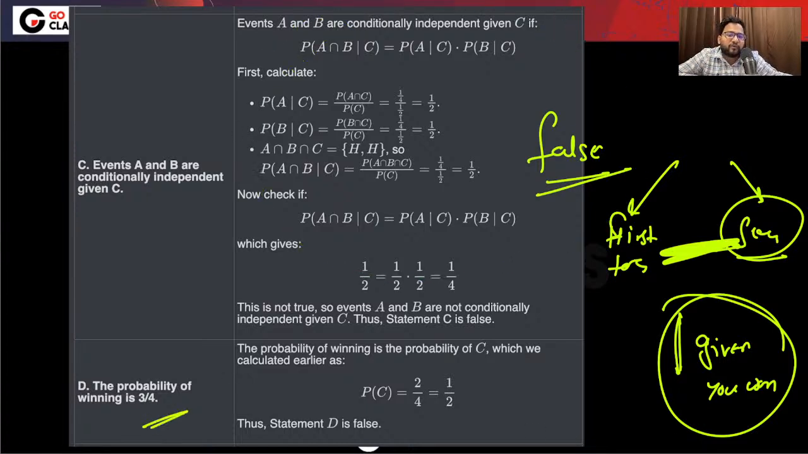Probability of winning is 3 by 4? Probability of winning means C, which we have already calculated, is 1 by 2, so this is also false. So that is why only B is the correct answer here. This was a little lengthy.